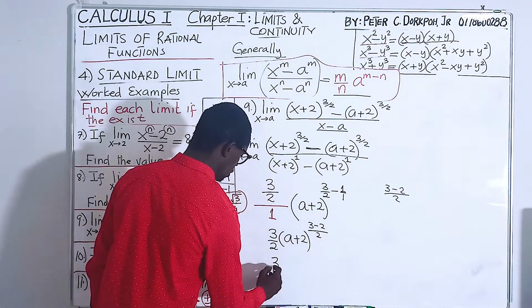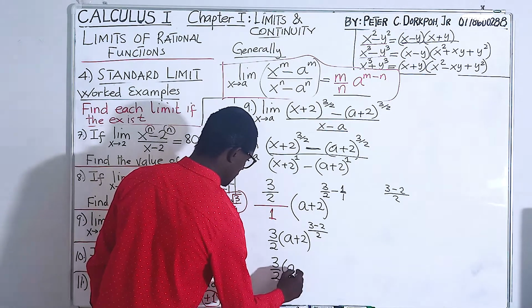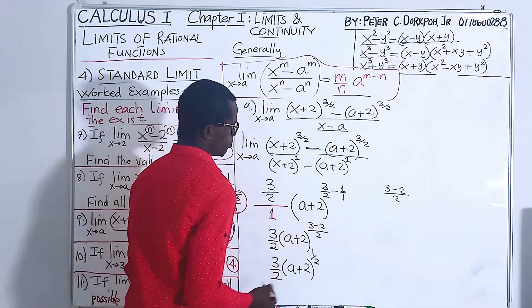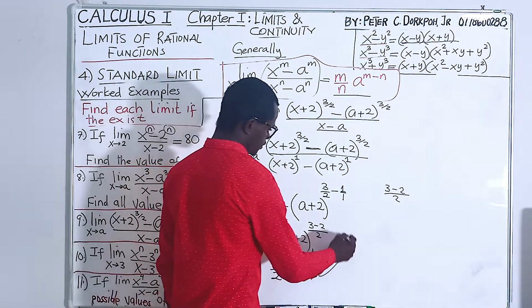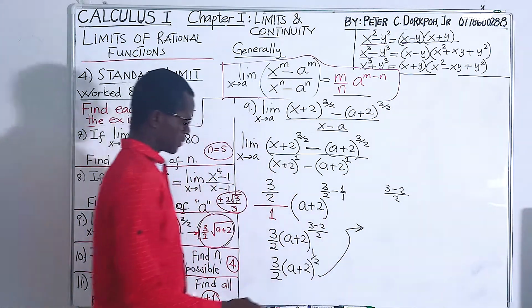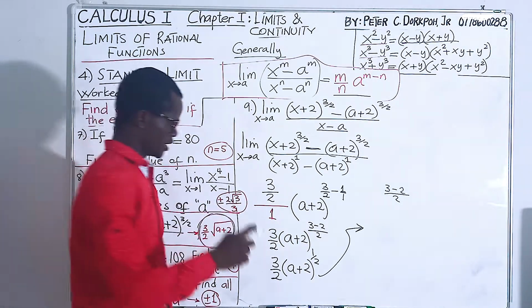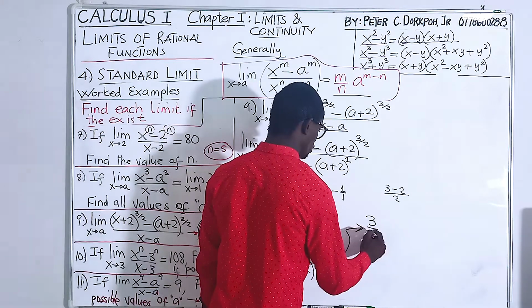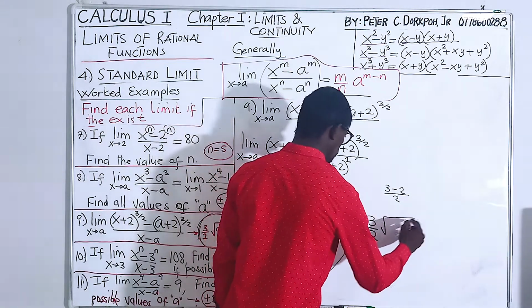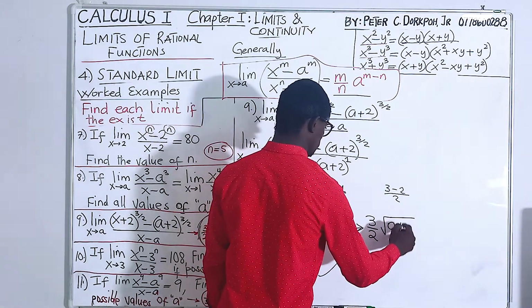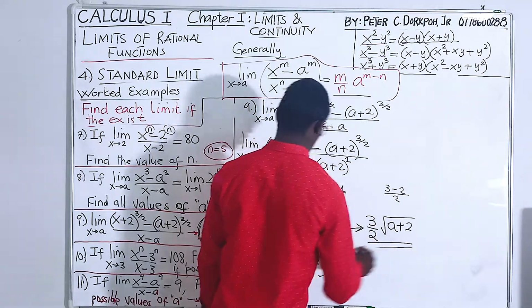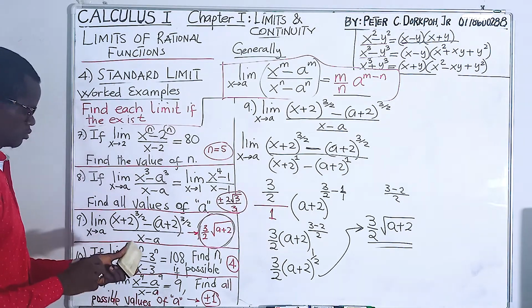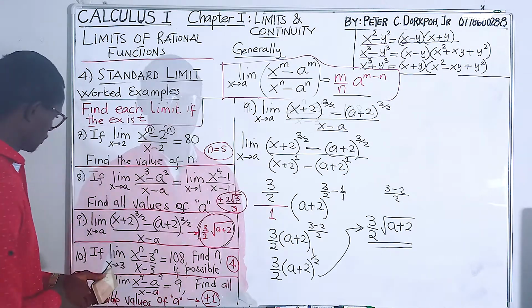So this is just 3 over 2 times (a + 2) all raised to the power 1 over 2. We know that whenever you see the power of a particular expression is half, it means that is the square root of that expression. So with 3 over 2, you have the square root of a plus 2 as our final answer. The same thing we got: 3 over 2 times the square root of a plus 2.